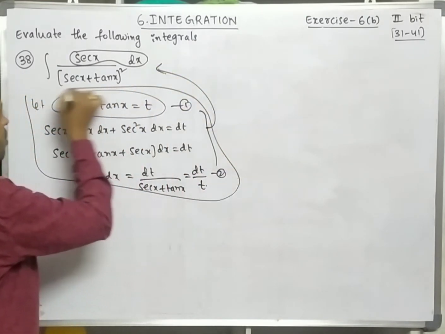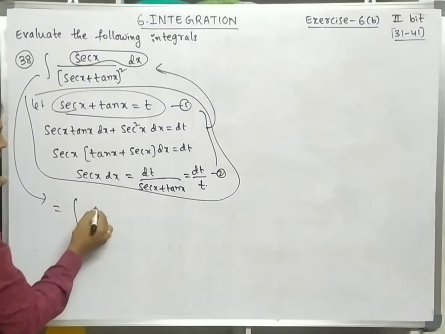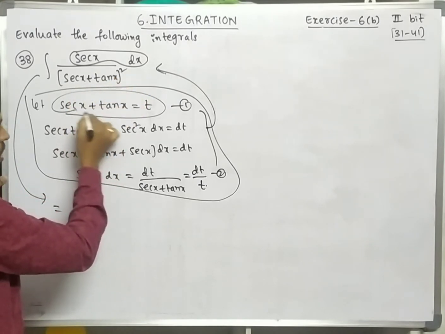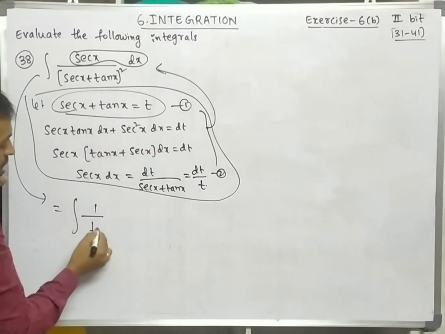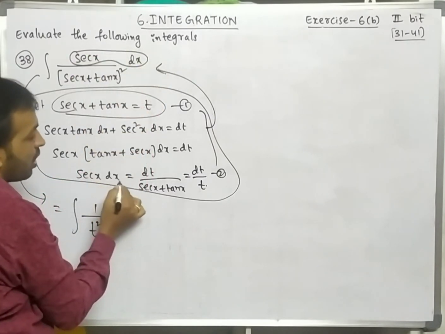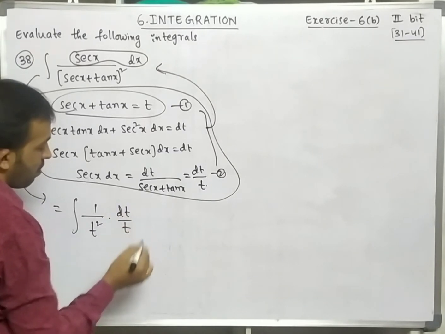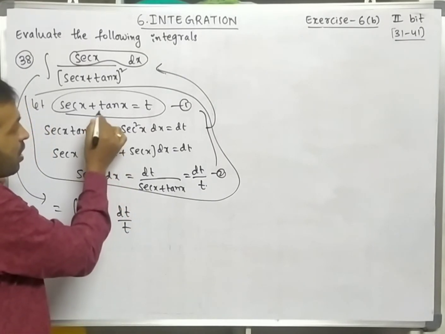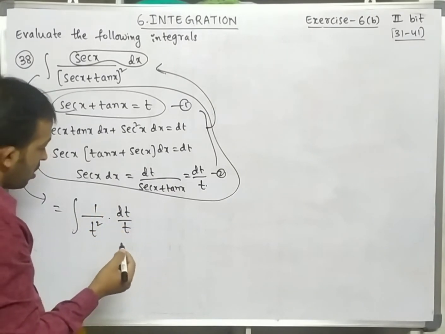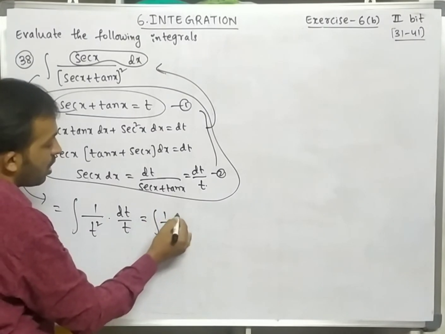These are the substitutions. From this we will get the integration of 1 by (secant x plus tan x) whole square. Secant x plus tan x is t, that is t square, into secant x dx. What is secant x dx? That is dt by t. Okay, so the assumption is very important. The choosing of t is important. So t into t square is t cube, 1 by t cube dt.